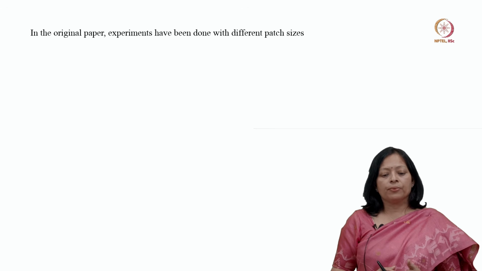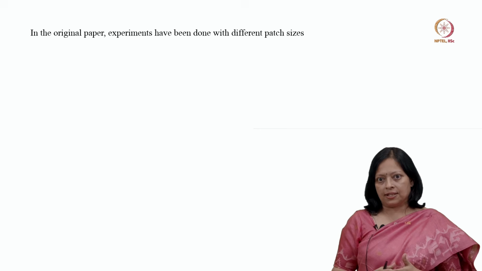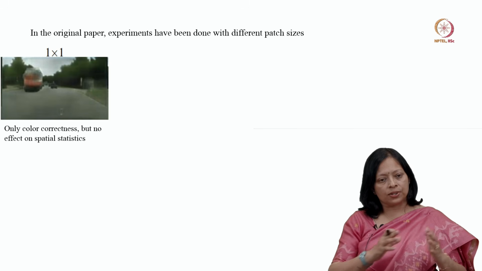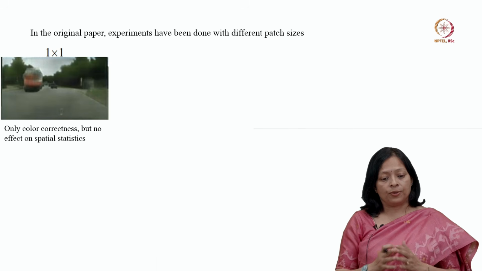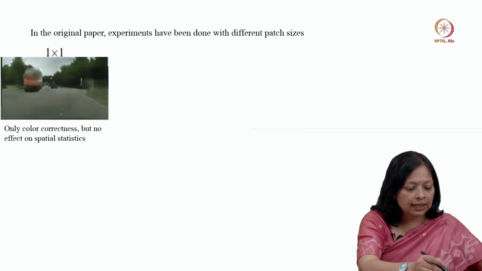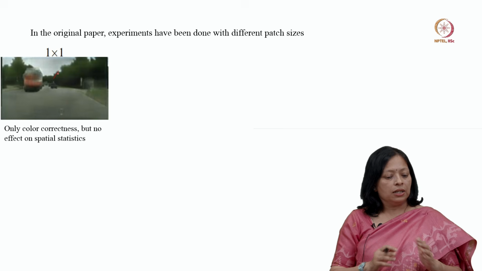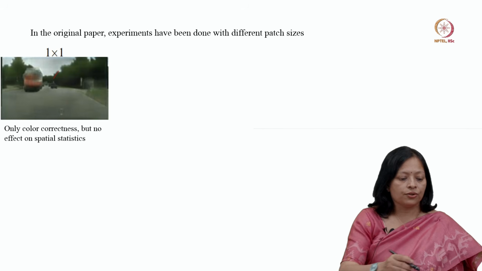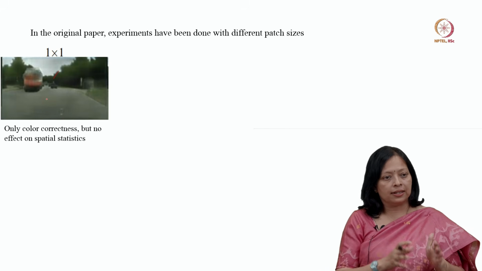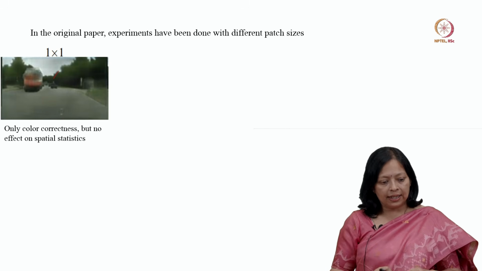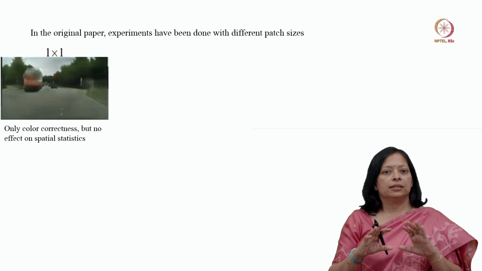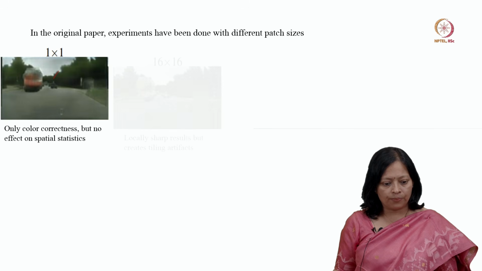Okay. So let us see what the answer to that is. In the original paper, experiments have been done with various patch sizes. The scientists working on that paper have done experiments. For 1 cross 1 patch size, you can see the color correctness was there, but there was no effect on the spatial statistics. The color has been captured correctly, but the spatial information is not that clear in this 1 cross 1 patch.